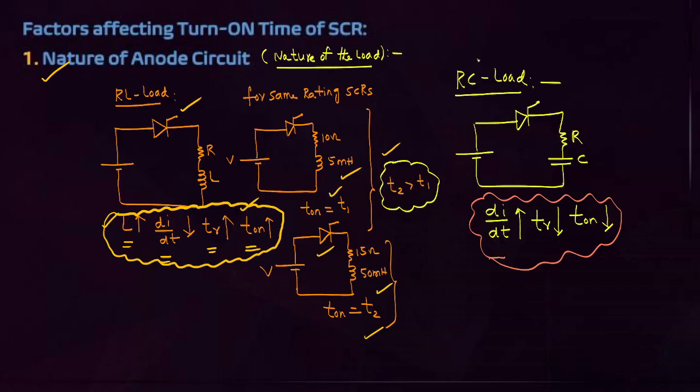But what about RC loads, capacitive loads? For capacitive loads, initially the capacitor acts as a short circuit. That's why di/dt is high. Once the rise of the current is fast, the rise time is less. Once the rise time is less, the turn-on time is less. That's why for RC loads, turn-on time is less, and for RL loads, turn-on time is high. Like this, the turn-on time depends on the nature of the loads.